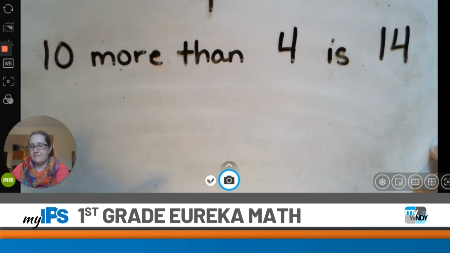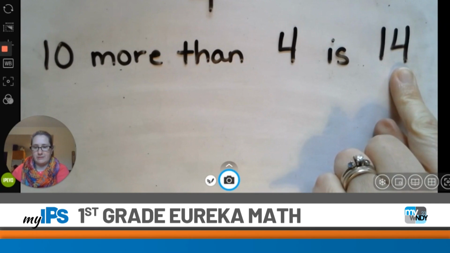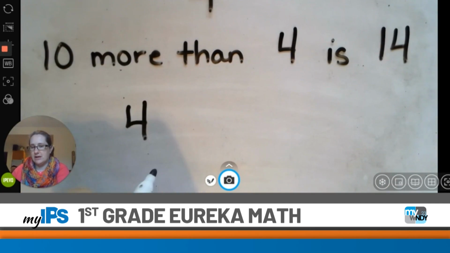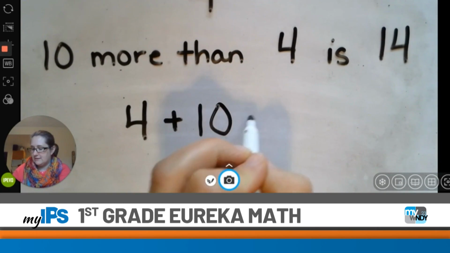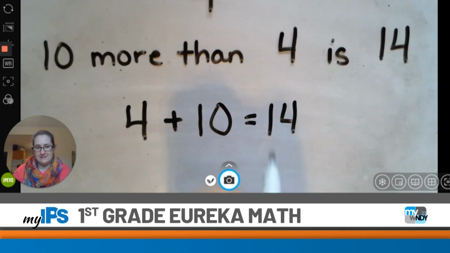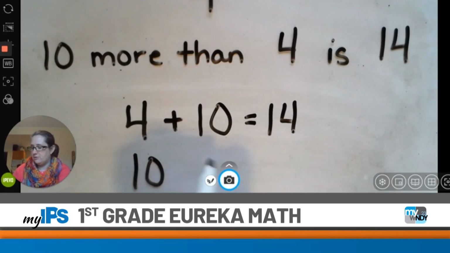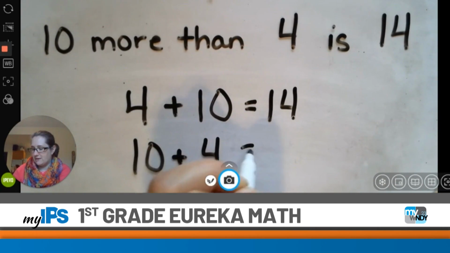Let's say 14 the Say Ten way. 10, 4. Now let's say the addition sentence that starts with 4. Go ahead, you say it first. Did you say 4 plus 10 equals 14? And let's say the addition sentence that starts with 10. You go first. 10 plus 4 equals 14.